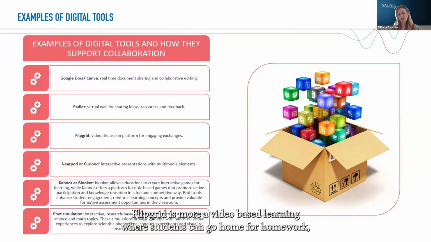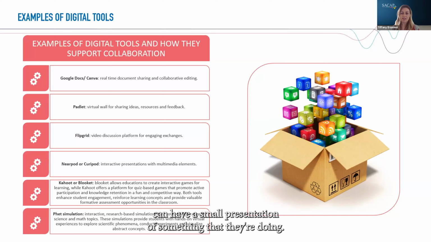Flipgrid is more video-based learning where students can go home for homework, or in the classroom can have a small presentation of something that they're doing. I'm almost thinking of it like a do-it-yourself video. Sometimes I have students that don't have the ability to write strongly. They're much better at speaking or answering questions by talking. And this is a very fun way to change the answering of a question, for somebody that's not as strong in writing or is a second language learner, to all of a sudden go onto a video and answer that question virtually, and you will be able to give feedback.